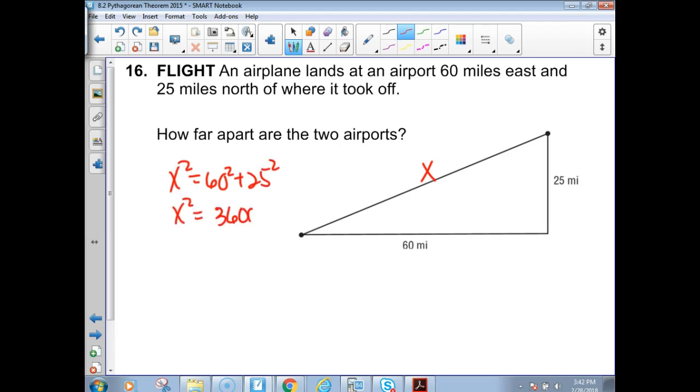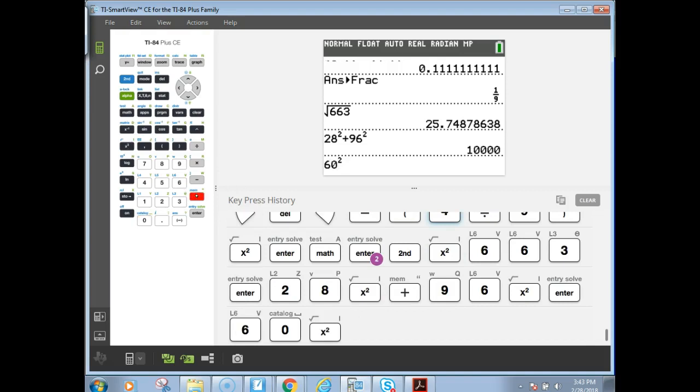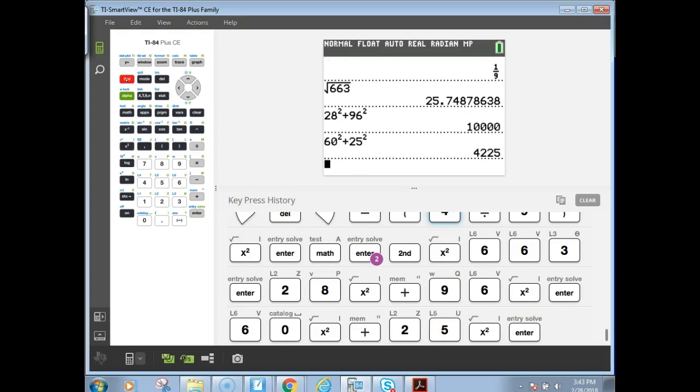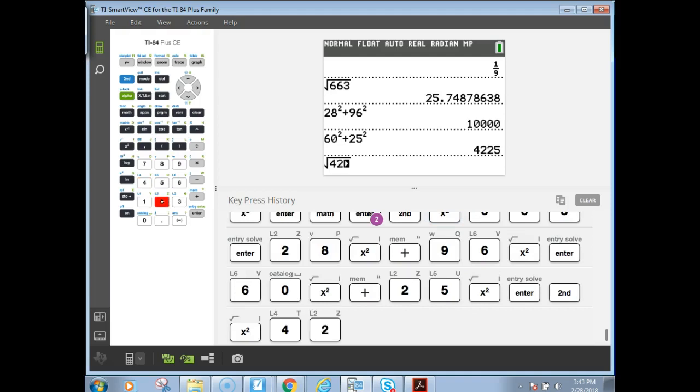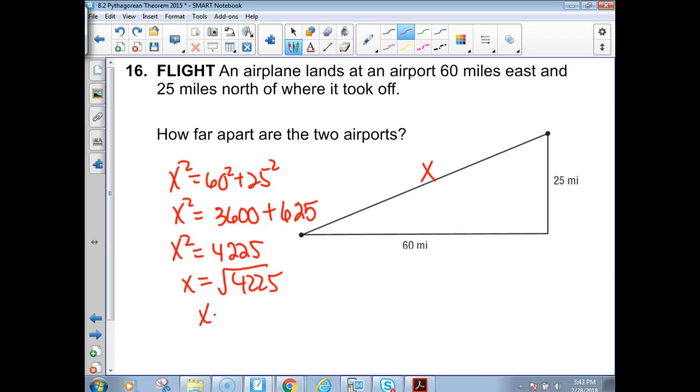60 squared is 3600. 25 squared is 625. And when we add those, we get 4,225. We need to take the square root. I'll double check that on my calculator: 60 squared plus 25 squared, and then take the square root. The square root of 4,225 is 65. And that would be in miles. Make sure to label on your word problems.